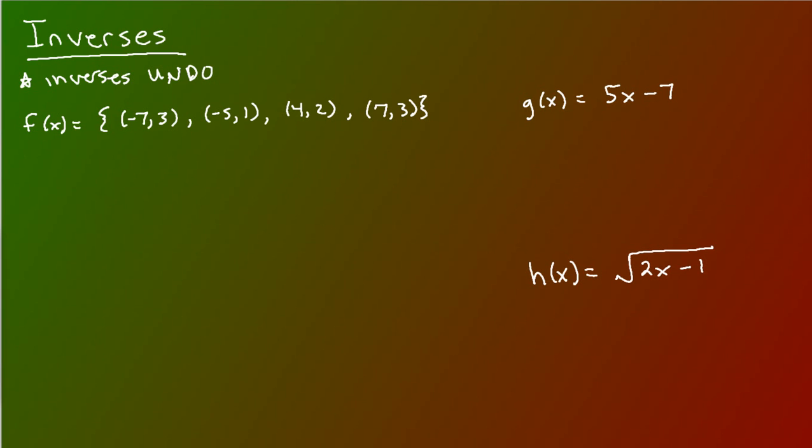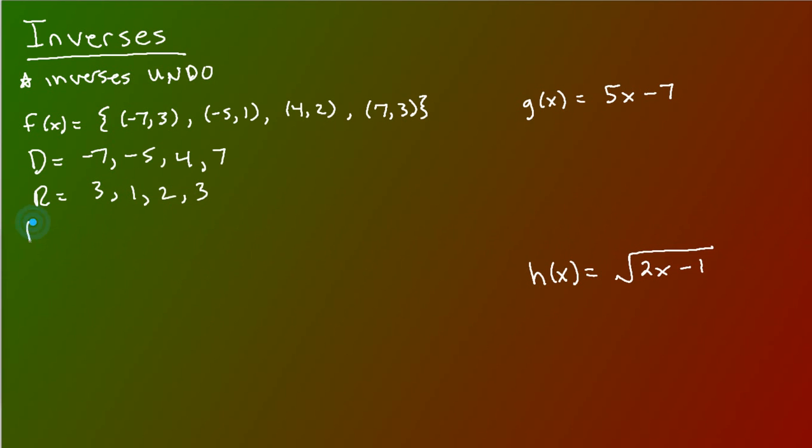All right, continuing with functions, we're going to take a look at inverses. So this is kind of a continuation of what we're doing with function operations. So here's our function, and it's in set notation, and again, we could find the domain. It's -7, -5, 4, and 7, and we could find the range, and that's 3, 1, 2, 3.